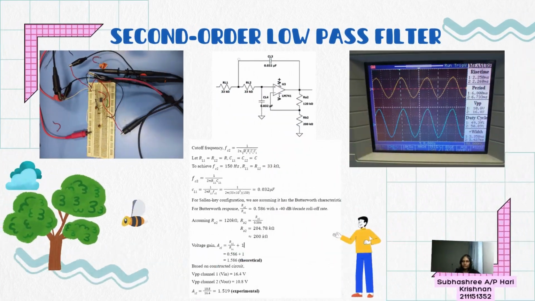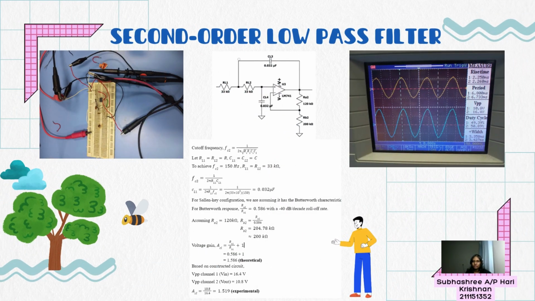A second-order low-pass filter is a circuit designed to allow signals below the cutoff frequency to pass through while rejecting signals above that frequency. We'll focus on the Sallen-Key design with Butterworth characteristics, which is known for its flat response in the passband. To achieve a specific cutoff frequency, we calculated the resistor and capacitor values. In our project, to target a 150 Hz cutoff frequency with equal resistor and capacitor values, each resistor is found to be 33 kilo ohms and each capacitor is 0.032 microfarad.